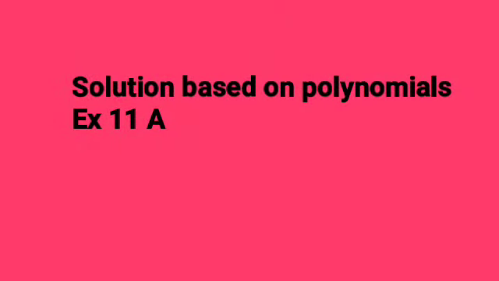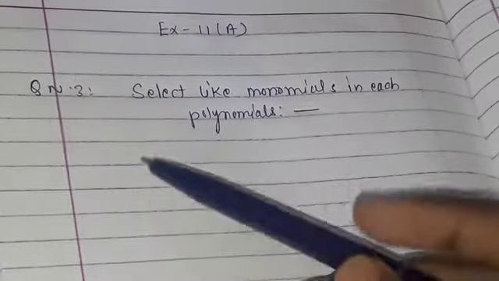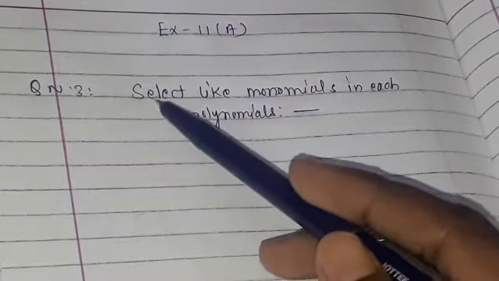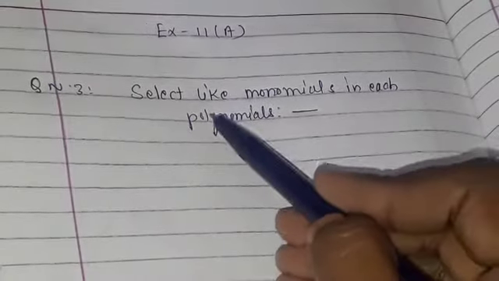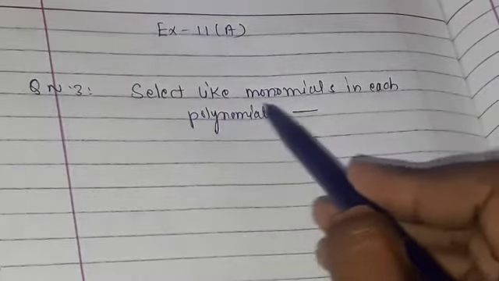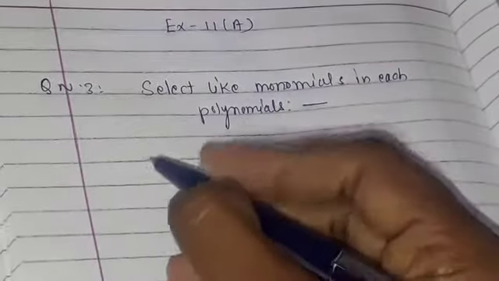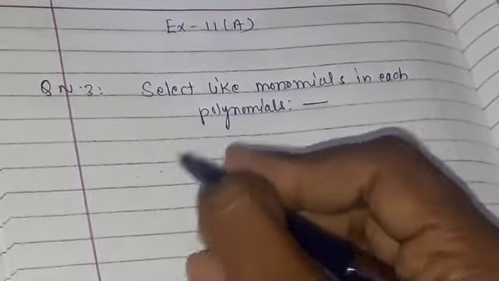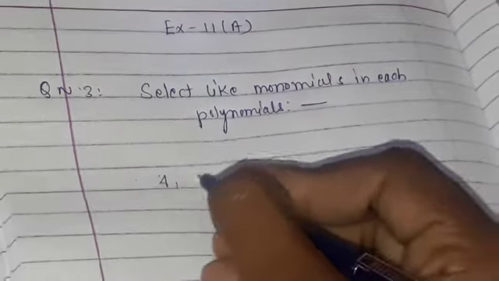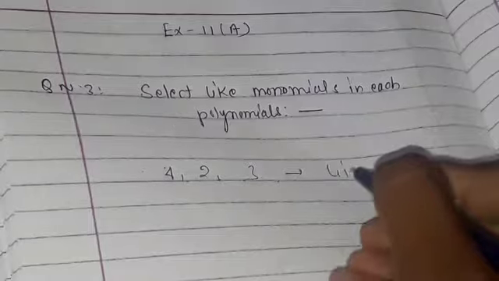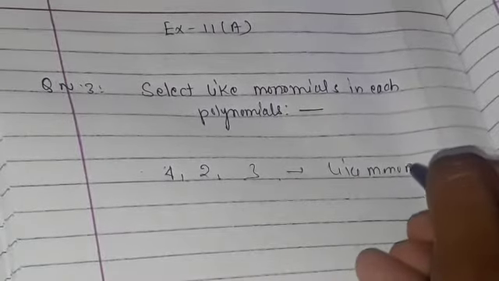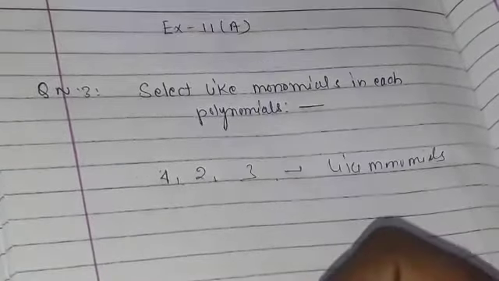Class, today we are discussing our exercise 11A, question number 3. The question is, select like monomials in each polynomial. So class, first understand the meaning of like polynomials. If I am talking about numeric values like 4, 2, 3, these are all like monomials. You all know numeric values are also very important in polynomials.